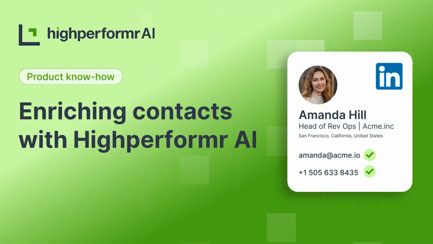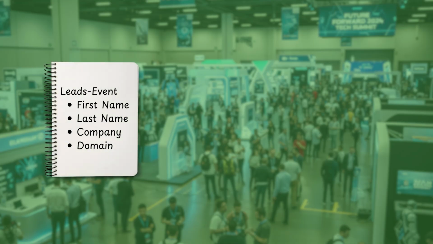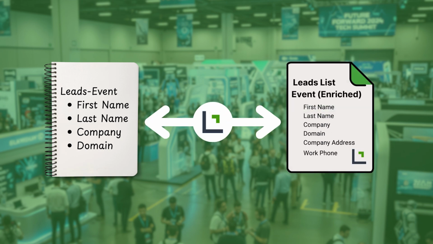Hey, in this video, we'll be looking at how to enrich contact information using Highperformr AI. Imagine you've just returned from an event with a list of interested prospects from booth signups, and all you've got is their first name, last name, company, and domain. That's a good start, but you'll still need real contact details to reach out. Highperformr AI fills those gaps for immediate, confident follow ups.